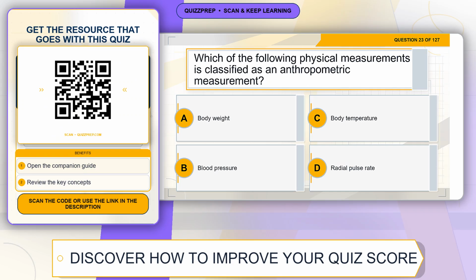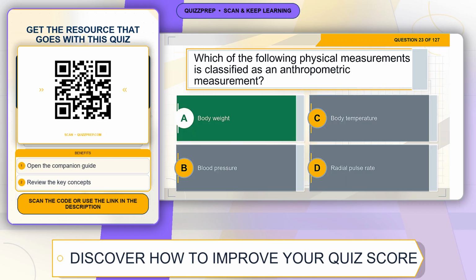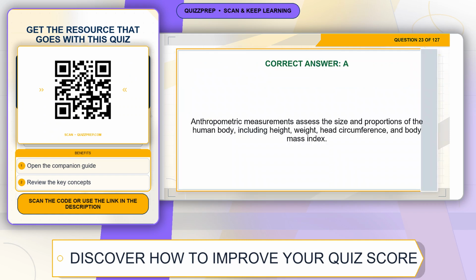Question 23. Which of the following physical measurements is classified as an anthropometric measurement? Option A, body weight. Option B, blood pressure. Option C, body temperature. Option D, radial pulse rate. The correct answer is option A, body weight. Explanation. Anthropometric measurements assess the size and proportions of the human body, including height, weight, head circumference, and body mass index.